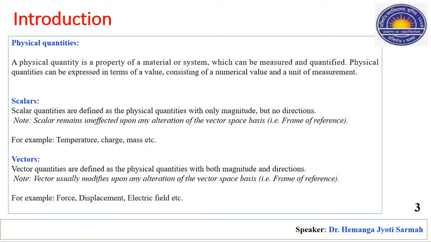Similarly, vectors are also a kind of physical quantity which, unlike scalars, have both magnitude and direction. A vector usually changes upon any alteration of the vector space basis, that is, a frame of reference. Force, displacement, electric field, etc. are some examples of vectors.